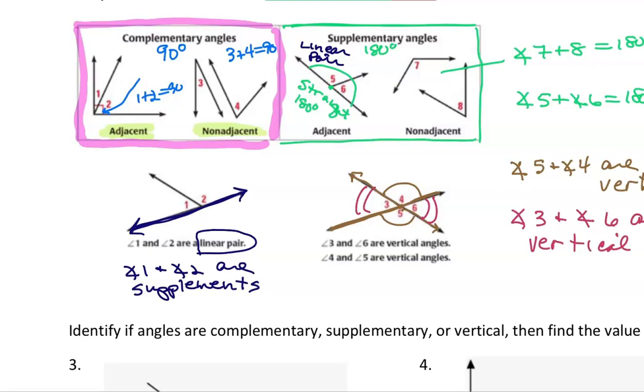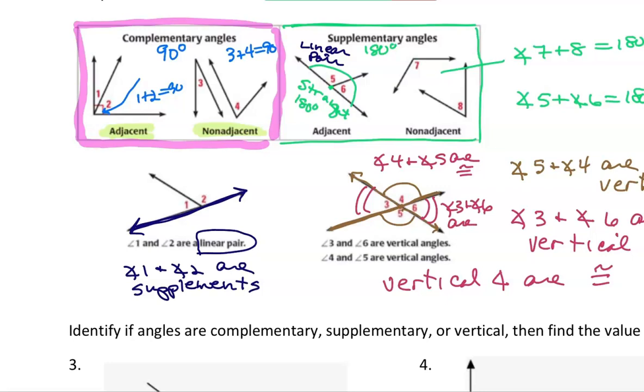Key things about vertical angles are congruent. So angle 4 and angle 5 are congruent, and then angle 3 and angle 6 are also congruent to each other. So all four angles aren't equal, but each pair of angles are equal.